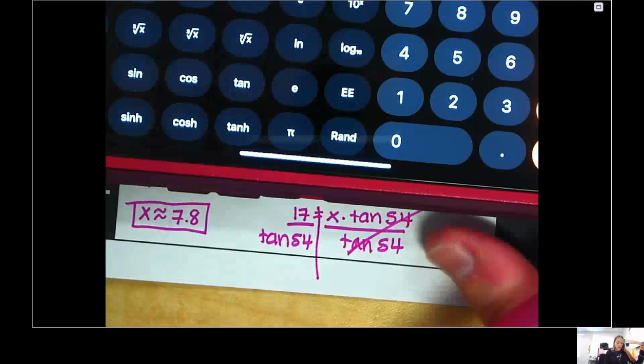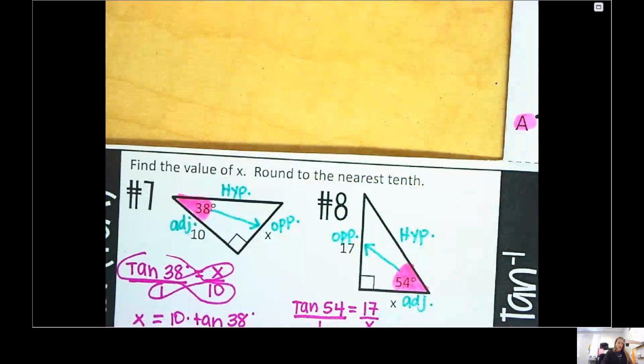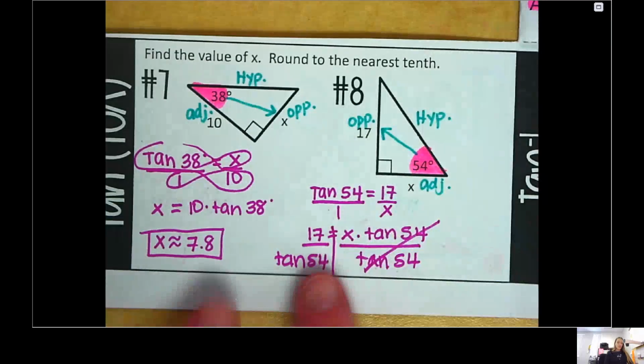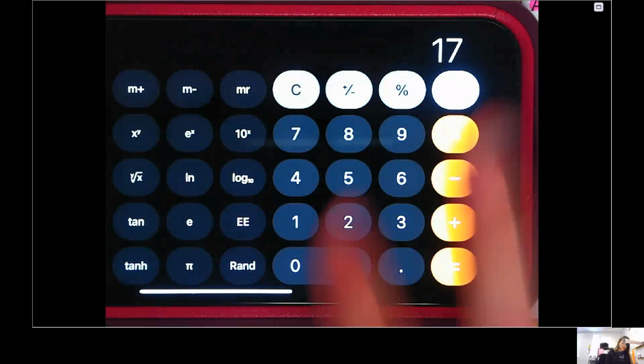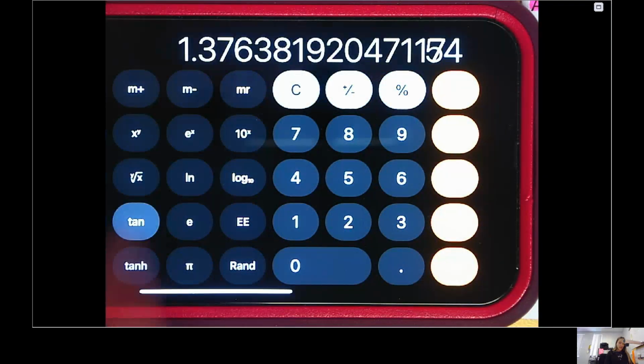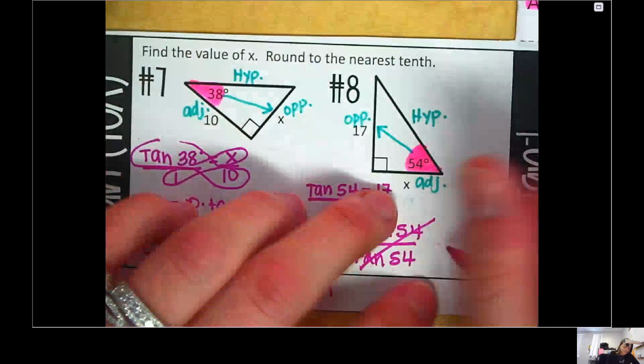Okay, if I'm putting this into my calculator, I'm going to push 17 divided by, and then remember I have to push 54 tan equals. 54 tan equals, my answer is about 12.4.